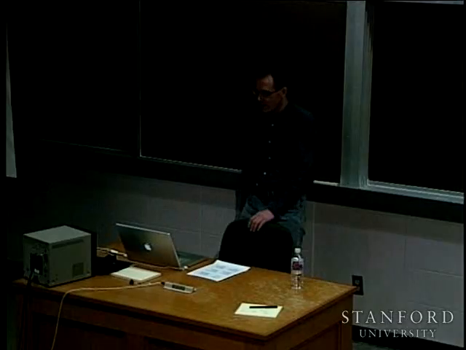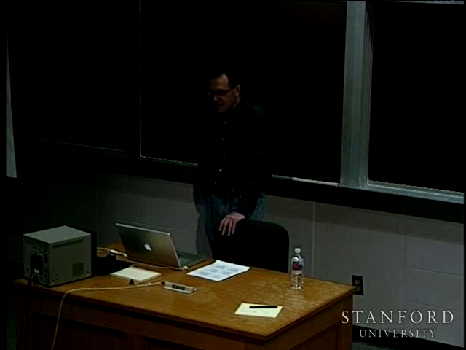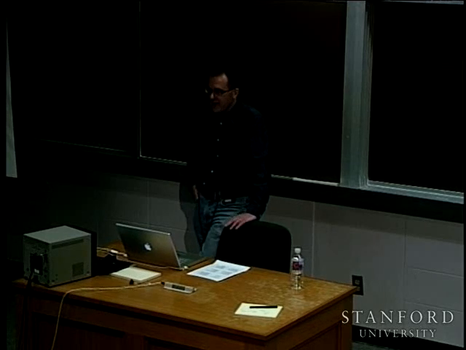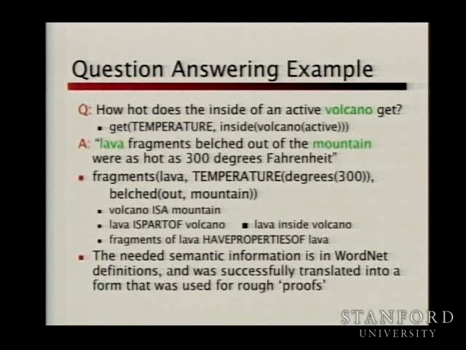Okay, here's one more example. How hot does the inside of an active volcano get? So they convert that into a semantic form, and the potential answer is "lava fragments belched out of the mountain were as hot as 300 degrees Fahrenheit." This is a tricky one for an information retrieval system, because there's almost no word overlap. I think the only word that actually overlaps is the word "hot," and that's a little bit useful, but it's not actually very useful.